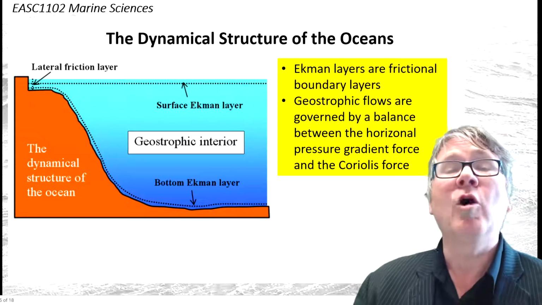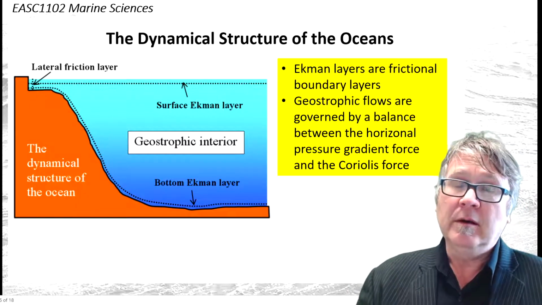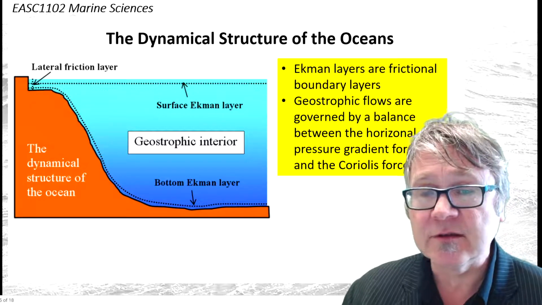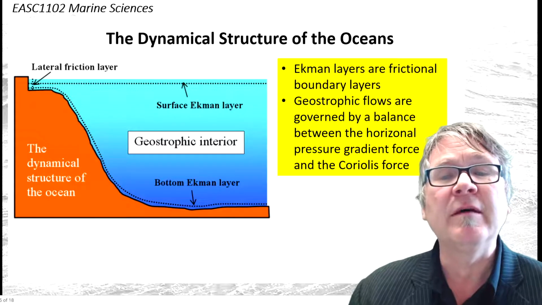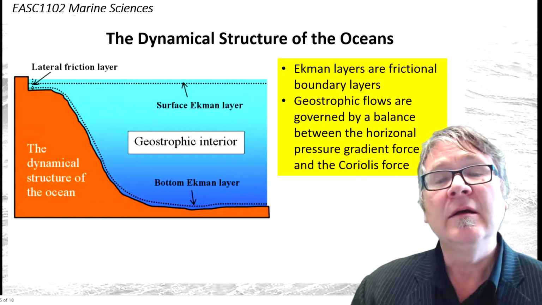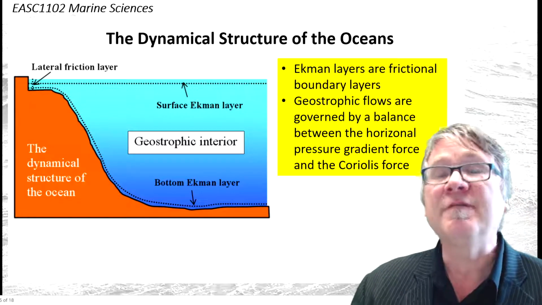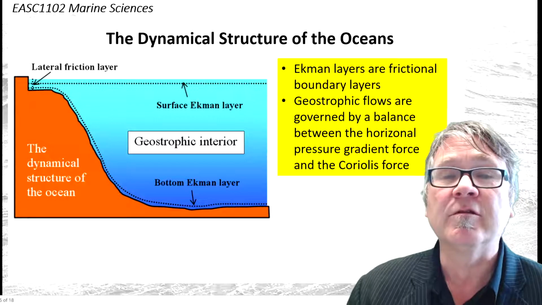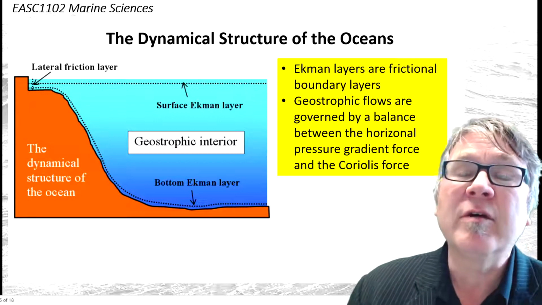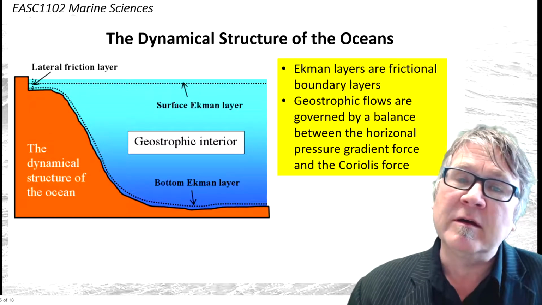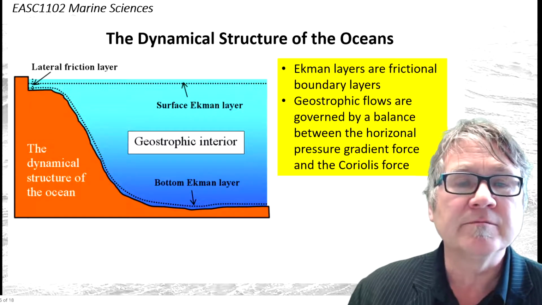There is almost no friction in the ocean interior, and friction is confined to boundary layers. We talk about a surface boundary layer known as the surface Ekman layer. And if the current extends to the seafloor, there's also friction with the seafloor, known as the bottom Ekman layer. In addition to that, you can also have friction with coasts, which we call horizontal, lateral friction.